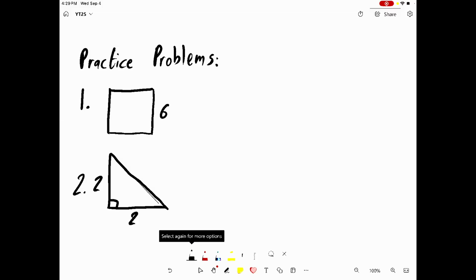Of course, none of the videos is complete without me assigning you some practice problems. Today, I have 2 practice problems. Number 1, it's a square with the side of 6. And number 2, it's a right triangle with the base as 2 and the height also as 2. And for both of these, I want you to find the area. And if you want to use units, do units squared.